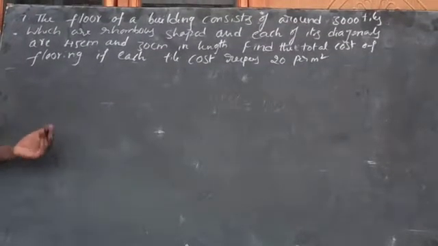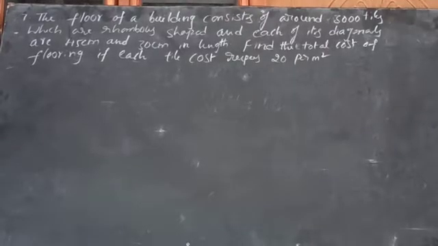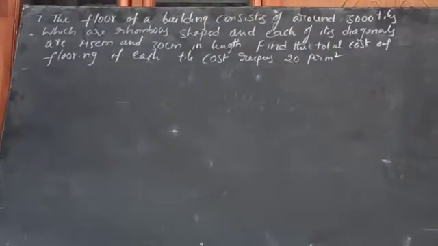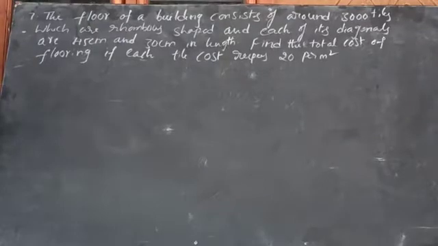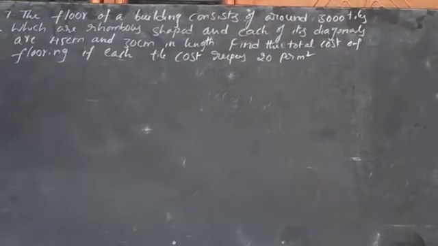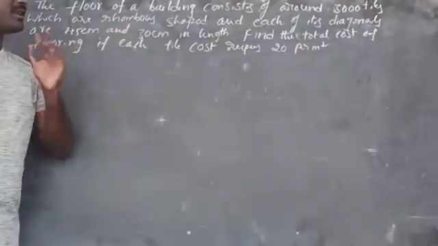The floor of a building consists of around 3000 tiles which are rhombus shaped, and each of its diagonals are 45 centimeter and 30 centimeter in length. Find the total cost of flooring if each tile costs 20 rupees per meter square.